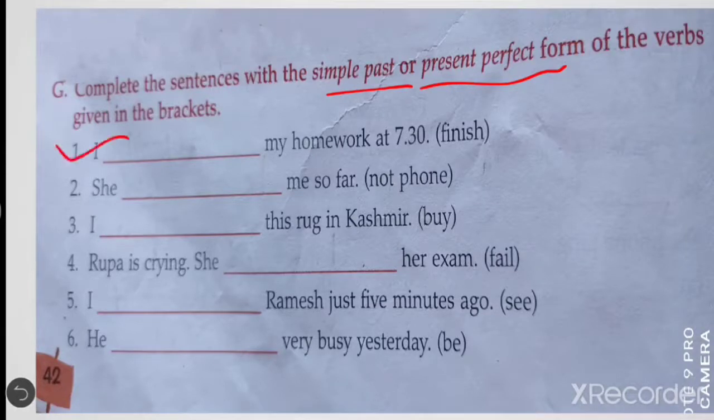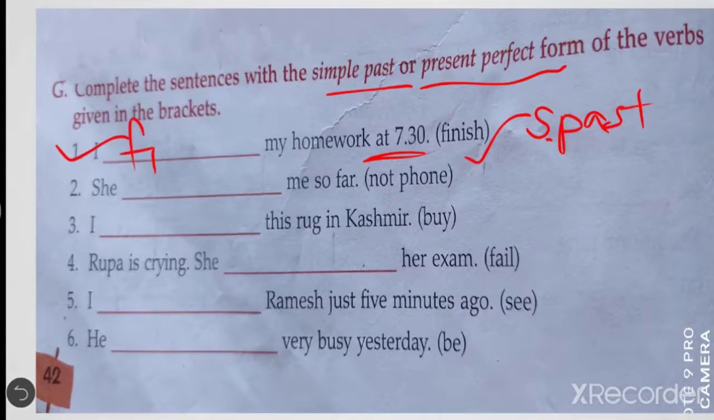Now look at number 1. I dash my homework at 7:30. Now look here, 7:30 is a particular time. I finished my work. 7:30 is a given, particular time. So that's why it's simple past tense. So here finished will come.